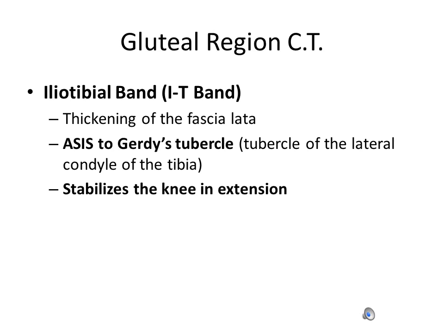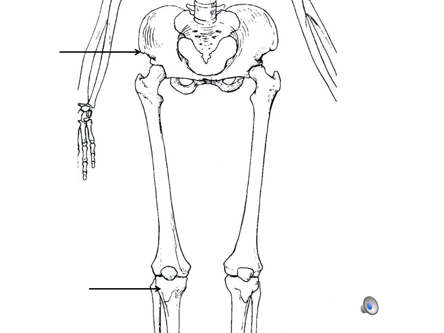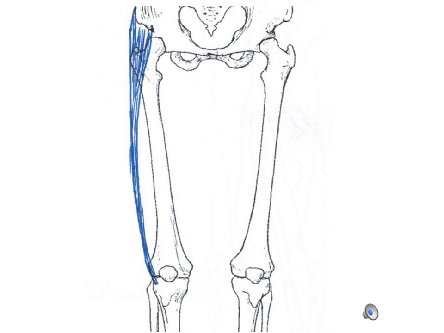Gerdy's tubercle is a tubercle on the lateral condyle of the tibia. The main function of the IT band is to stabilize the knee when it is in extension. Pause the lecture to draw in the IT band. How does your drawing compare?